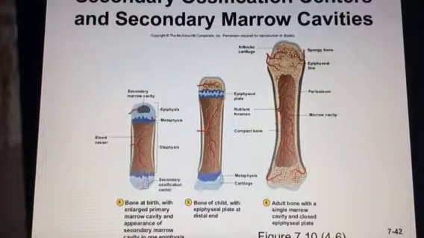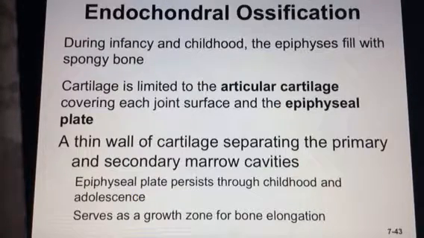And then the number 6 picture shows an adult bone with only one marrow cavity, and then the epiphyseal plate is closed. The growth is complete. So during infancy and childhood, the epiphysis will fill with spongy bone, and then the cartilage is limited to that articular cartilage covering the joint surface and the epiphyseal plate. So the cartilage is separating those two marrow cavities, and the epiphyseal plate is basically the growth zone for bone elongation, so the growth of the bone getting longer.